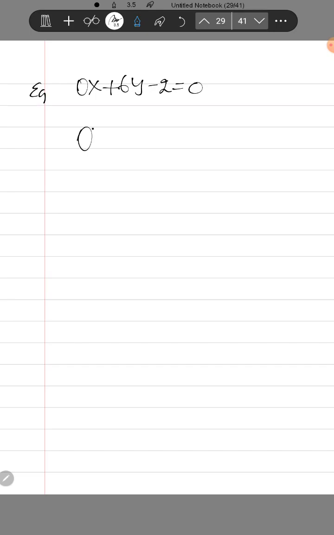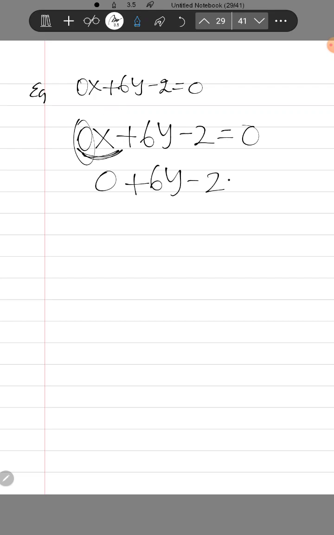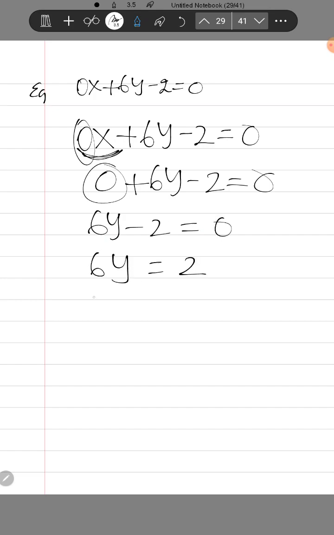Here you are given 0x plus 6y minus 2 is equal to 0. The coefficient of x is 0, so no need to write it. It is just 6y minus 2 is equal to 0. 6y is equal to 2. y is equal to 2 divided by 6. y is equal to 1/3.